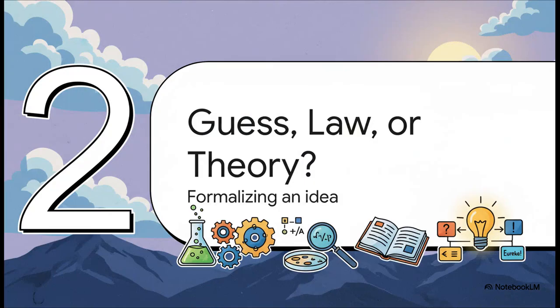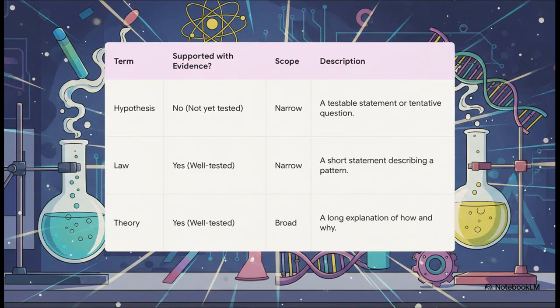Okay, so once a scientist has an idea or a model, the next step is to make it a bit more formal. But here's the thing, not all scientific statements are created equal. This is where we have to be really precise about words like hypothesis, law, and theory. Now, this slide right here is super important because it clears up a huge misconception.